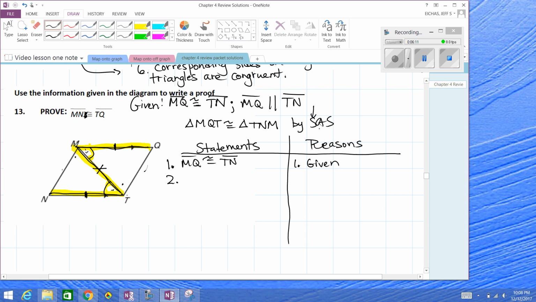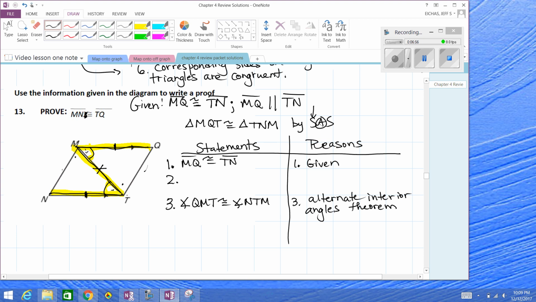Okay. I want a pair of angles. The angles I'm going to get are because of alternate interior angles, so really that's going to be step 3. I'm going to get angle QMT congruent to angle NTM, and that is because of the alternate interior angles theorem. Now the theorem is: alternate interior angles are congruent when parallel lines are cut by a transversal. If your teacher allows you to shortcut a little bit, great. If not, you're going to have to write that out.